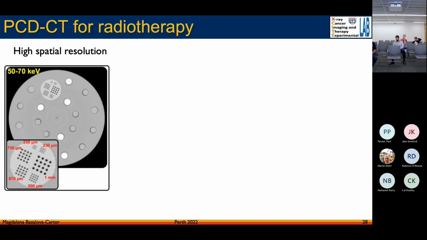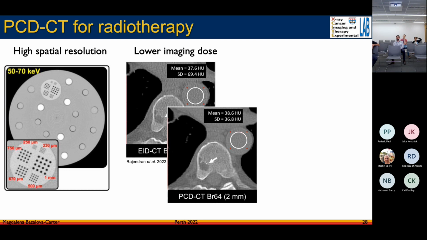So how about photon counting CT uses for radiation therapy? As I mentioned, we can have higher spatial resolution. Here are the 330 micron pieces. You can see that you can probably distinguish them with a little bit of imagination. But do we need such a high accuracy for radiation therapy, for example, for treatment planning? Probably not. Lower imaging dose, I think it depends whom you talk to, but people don't necessarily care about imaging dose very much, so maybe that doesn't really matter very much either.